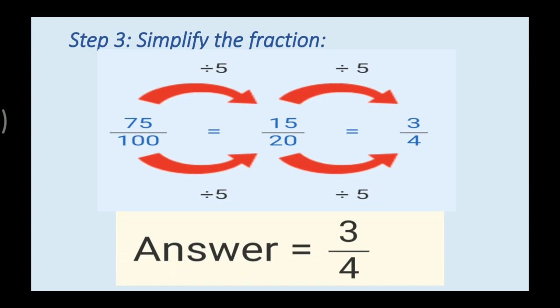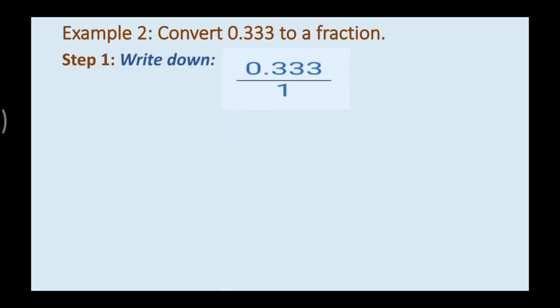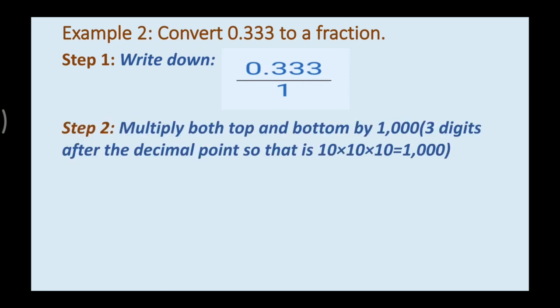Let's look at another problem. So your second example is convert 0.333 to a fraction. So you're going to follow the same steps which we followed in the previous sum. So your first step is write down 0.333 divided by 1. Your second step is multiply both top and bottom by 1000.